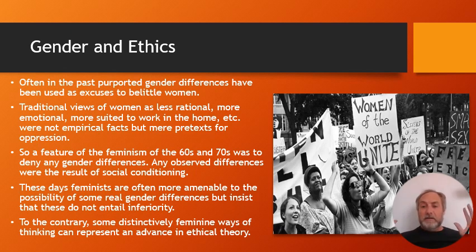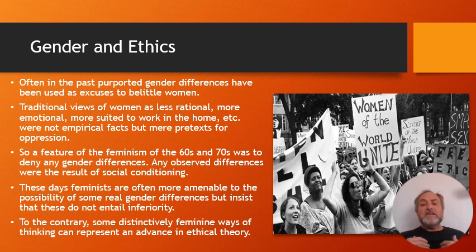So frequently a feature of the feminism of the 60s and 70s was to deny any differences between genders. Men and women are exactly equal, exactly the same in every way. Anything a man can do, a woman can do. And if there are statistical differences that we observe, because some facts are undeniable, they say, well, that's the result of social conditioning. And that's a consistent position you can hold, and some people may hold it today.